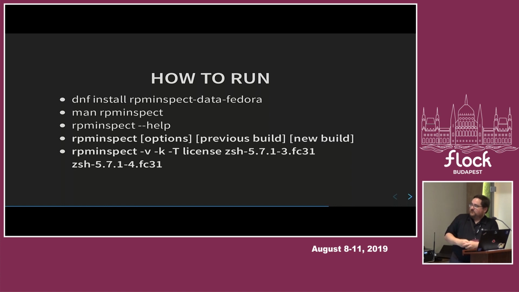Verbose output, minus K is keep all of the temporary files. Minus capital T, license, means I'm only going to perform the license test on this rpminspect run. If you run rpminspect minus L, it'll list all the available tests. You could do multiple ones there, separated by a comma.